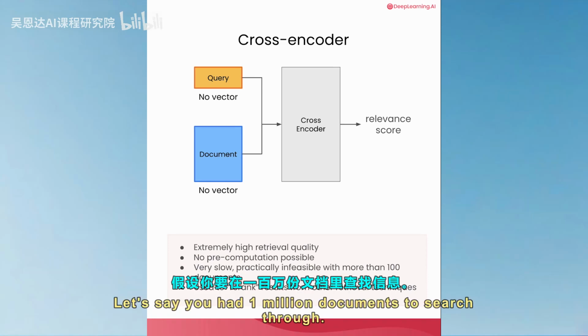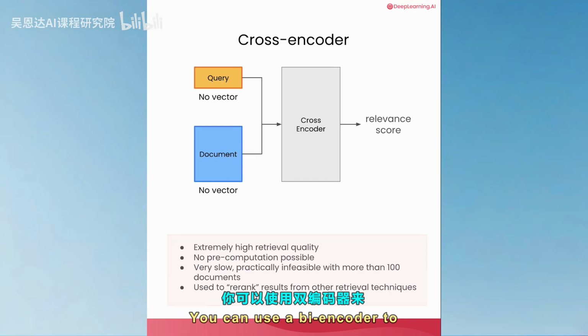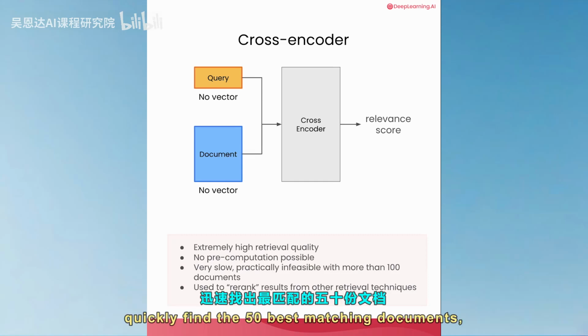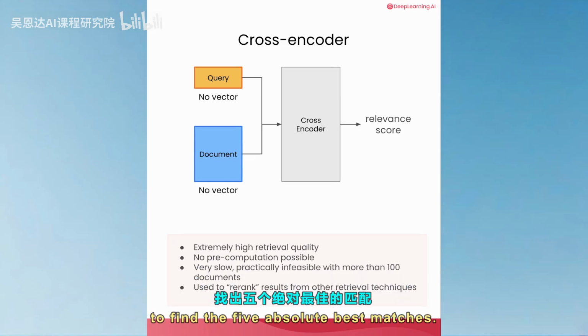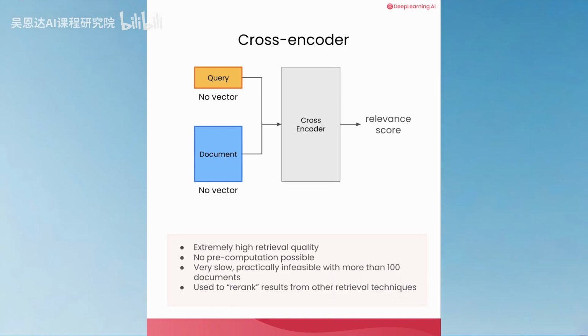Let's say you had 1 million documents to search through. You can use a bi-encoder to quickly find the 50 best matching documents and then re-rank those results with a cross-encoder to find the 5 absolute best matches.